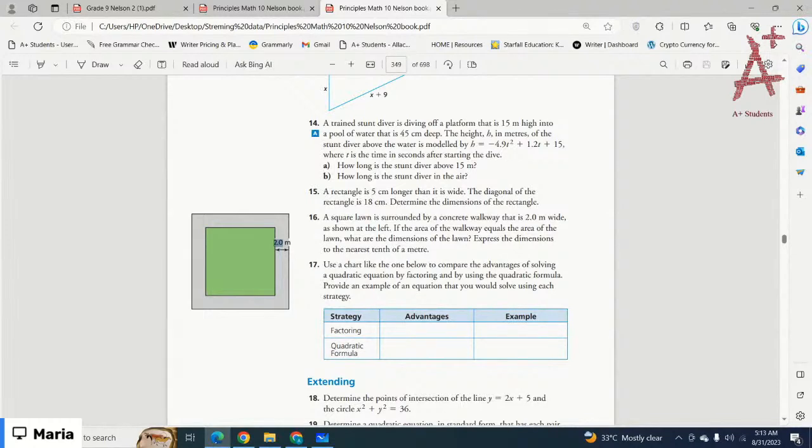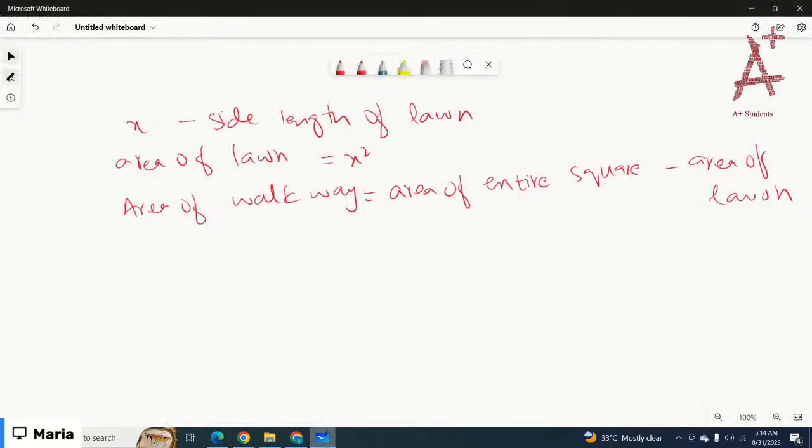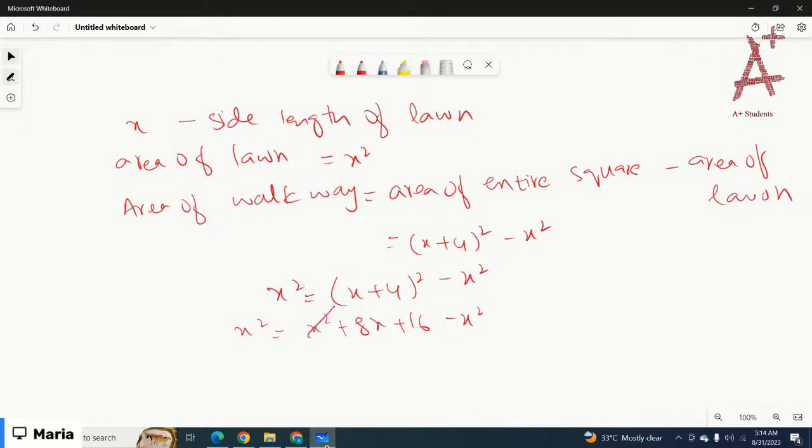Okay, so the area of the entire square would be, this is 2, right? It would be x plus 4 square minus x square, right? So let's just equate them. X square equals x plus 4 square minus x square, right? X plus 4 square is x square plus 8x plus 16 minus x square. So x square and x square cancel out, so you are left with x square equals 8x plus 16. Move them to the other side, it would be x square minus 8x minus 16. You can apply any formula and calculate the value of x.